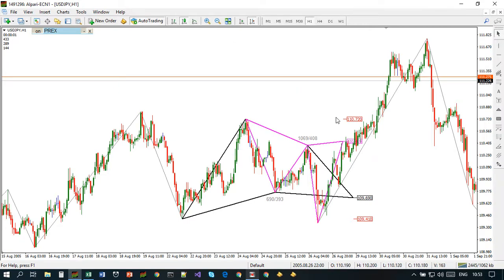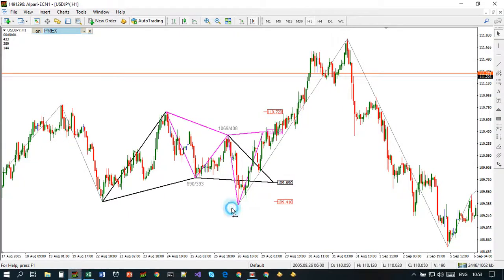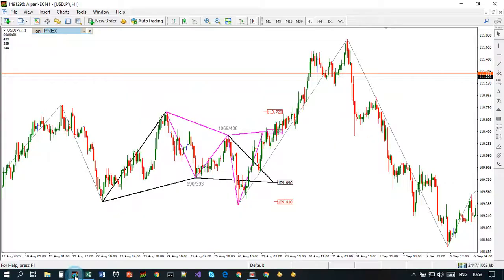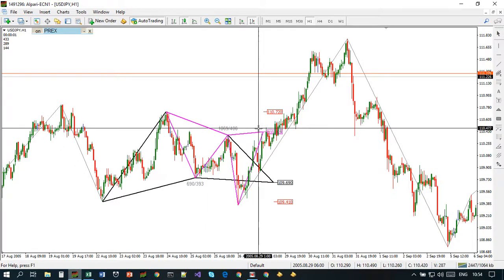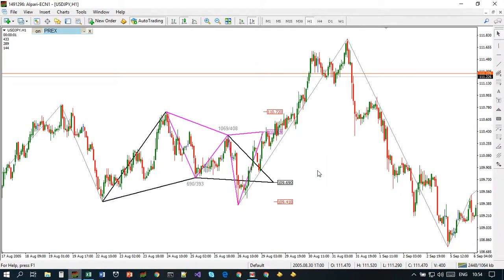So this is the cipher pattern, and minus 20, 28.7. I think I already measured that, yes? Or not. If I measured that, then before that we should have a winner obviously, and this one should be a loss. And yes, it was a loss. We break through and then went to the upside.